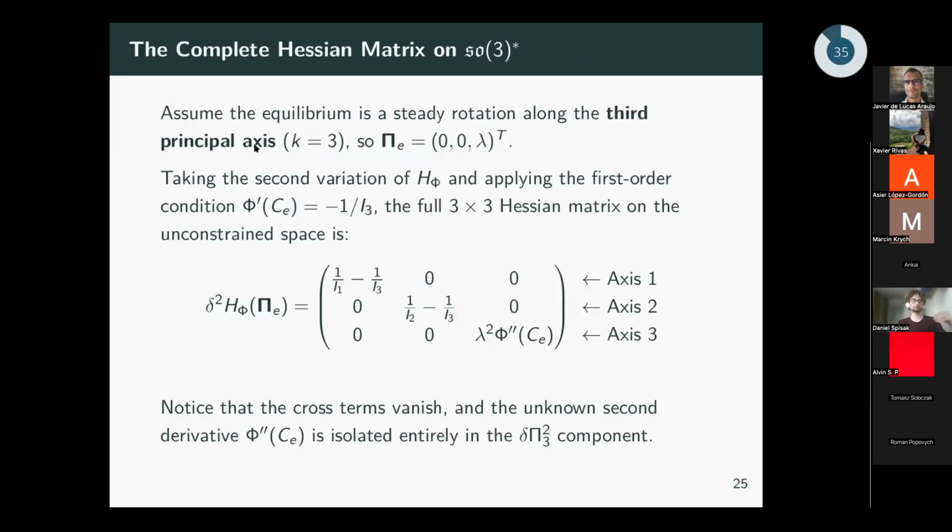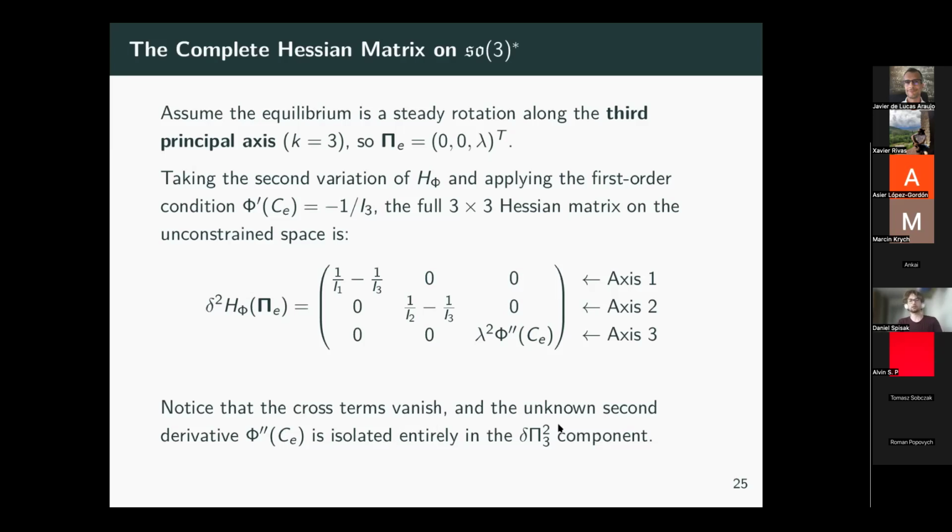Okay, now let's just assume, for ease of calculations, that the equilibrium is a steady rotation along the principal axis, the third principal axis. So this is the equilibrium. And now we are calculating the second derivative. What we get is this matrix, and we need to determine its stability. But first, we need to also evaluate it on the tangent space on the leaf.